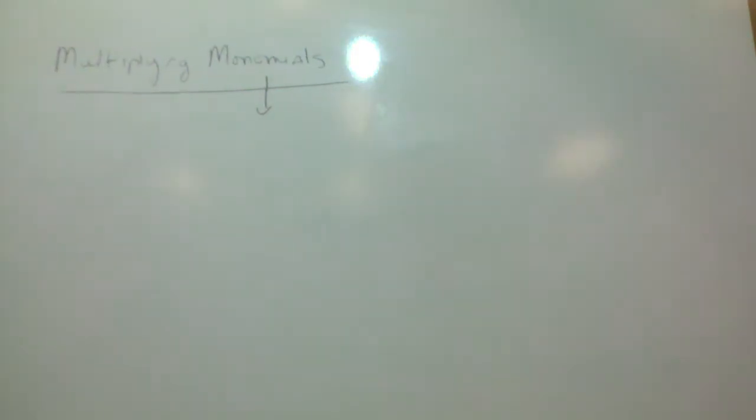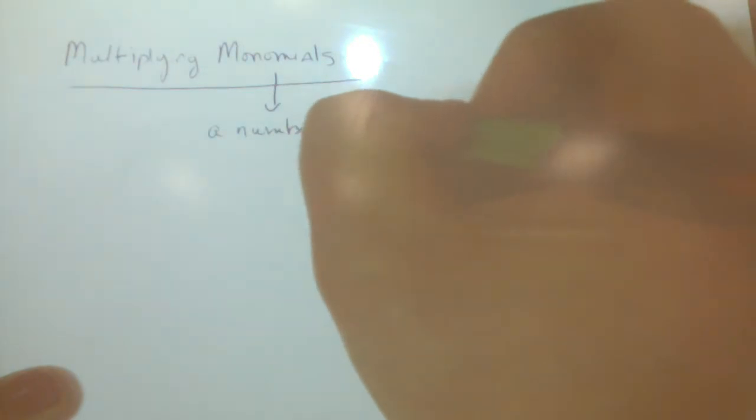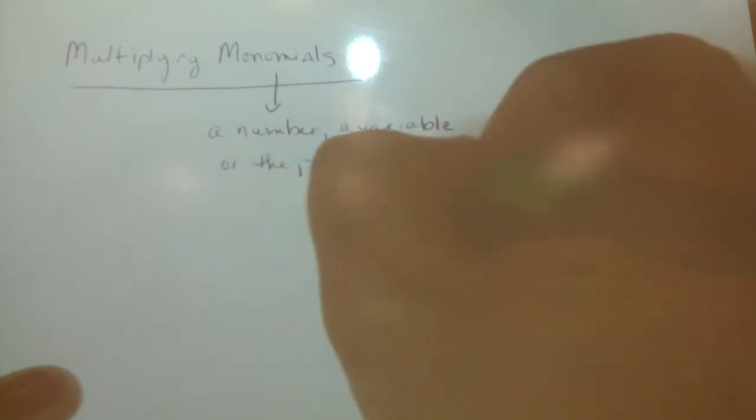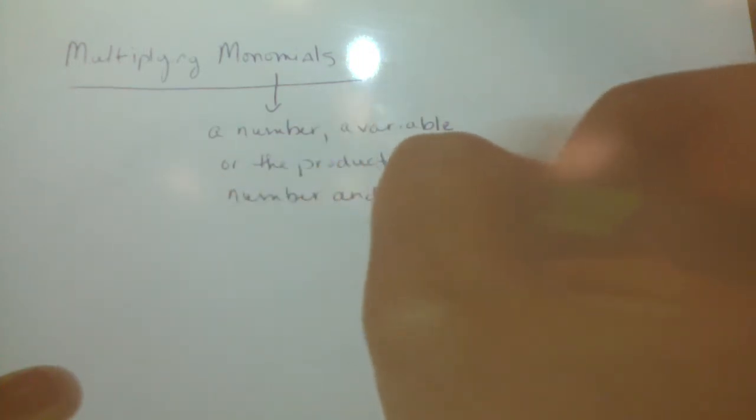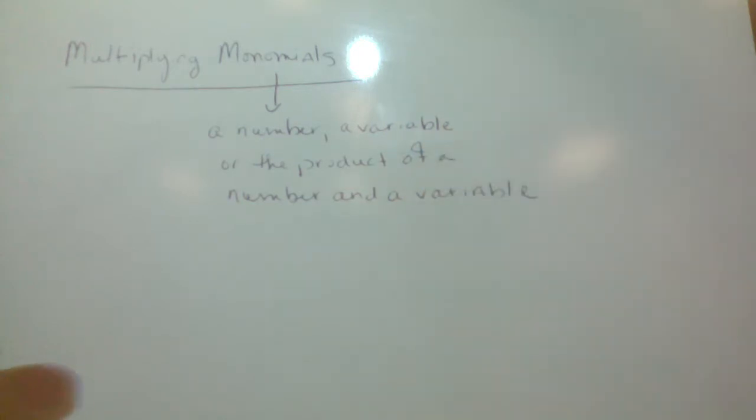So, a monomial is a number, a variable, or the product of a number and a variable. So I'm going to give an example of each, even though I don't really think I need to give an example of a number, but we'll do it anyway. So a number, so these are the examples.